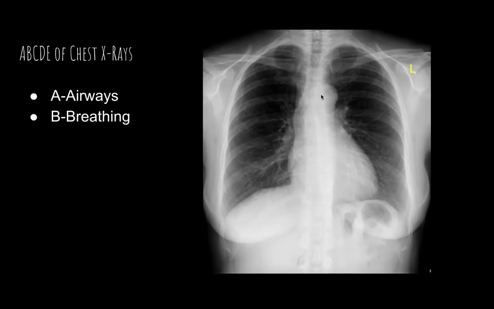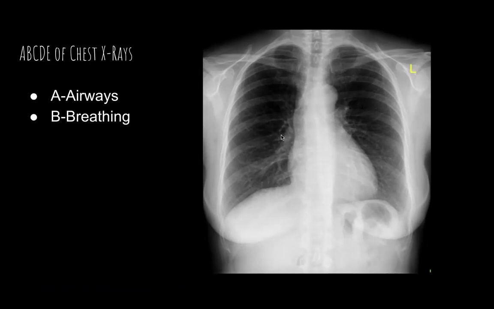Next thing you want to look at is B for breathing. So this is typically the lungs. So the big thing for the lungs, which is on both sides right here, where it's darker, again, full of air, so it appears darker, is you want to look at these scattered white things on both sides. These are called the interstitial markings. You typically want to see them roughly equal on each side as well for a healthy patient.